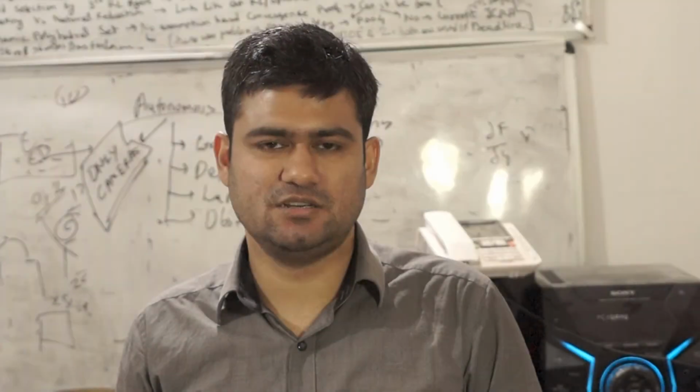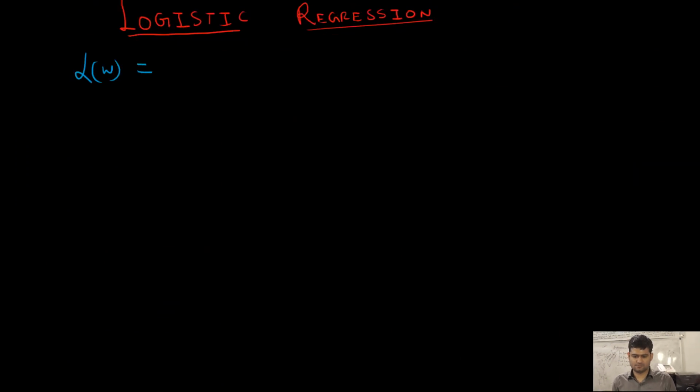So in the last part of the lecture, we learned that the likelihood is given by a multiplication of all the individual probabilities, which is f_w of phi of x_i to the power y_i, times 1 minus f_w of phi of x_i to the power 1 minus y_i.